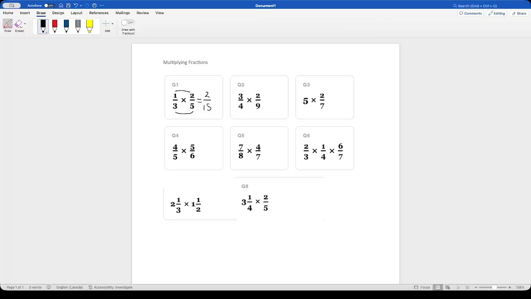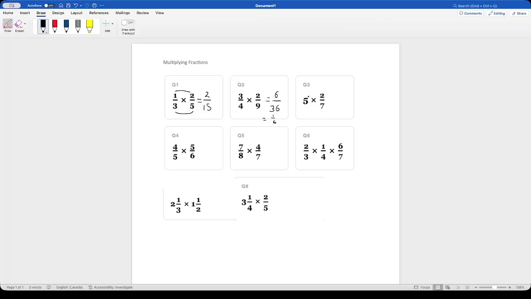All right, question number 2. 3 times 2, that will give you, as many of you know, 6. And 4 times 9 is going to give you 36. Okay? And that will be your answer. Now, if you do want to simplify this, you could simplify this by dividing both of these by 6. If we divide the 6 by 6 and the 36 by 6, it gives us 1 over 6. And that would be your simplified answer, if that is necessary for you to know.